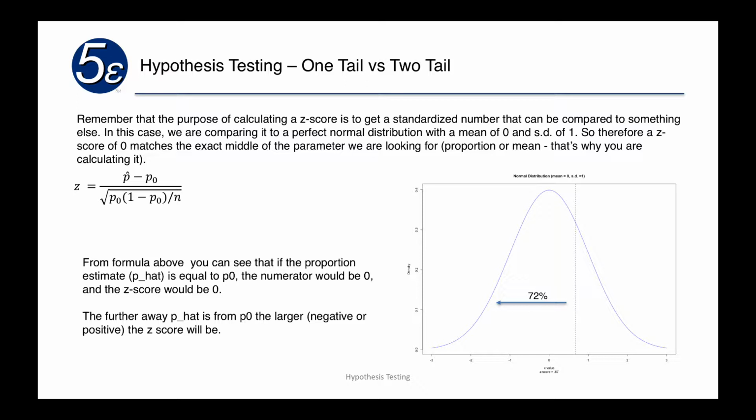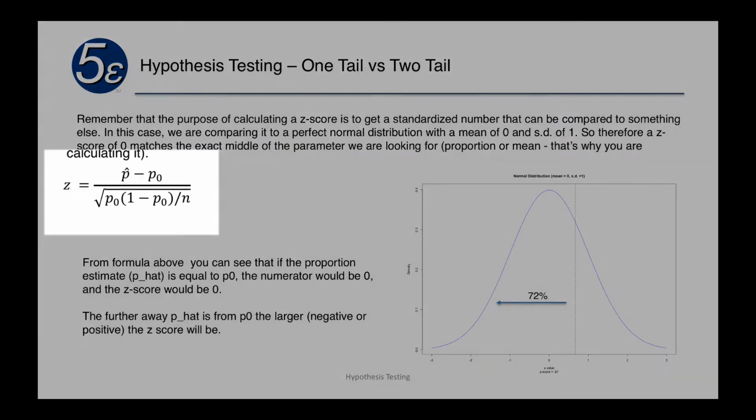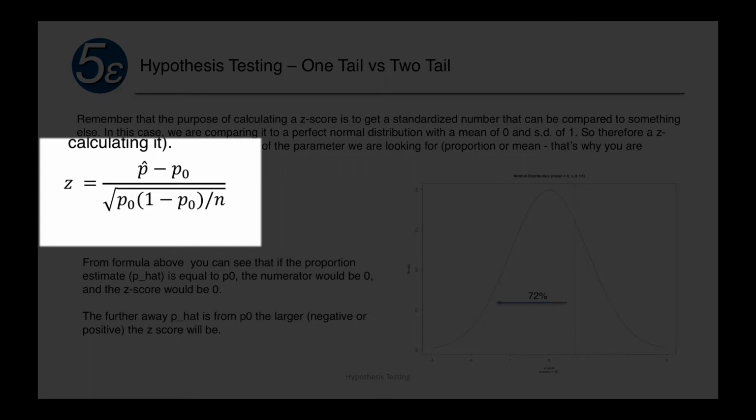So therefore, a z-score of 0 will match the exact middle of what we're looking for, and this would be the mean and the median. And that's why we're calculating it. So when we calculate our z-score here of p hat minus p0 over the square root of p0 times 1 minus p0 divided by n, we're going to get a z-score.